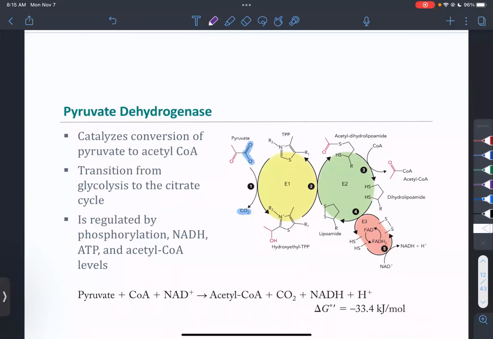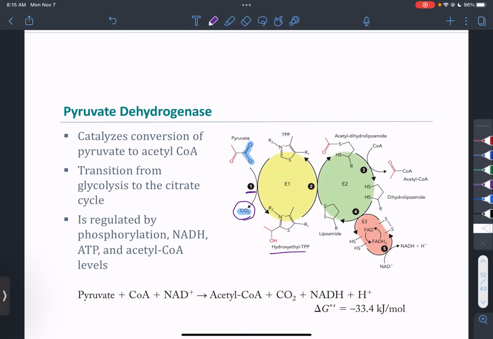Okay, so here's kind of our mechanism, right? In our very first reaction, see, they kind of numbered here. We're going to start and we're going to have pyruvate. And in the very first reaction, we're going to have the E1 subunit, the pyruvate dehydrogenase, that's going to bind to pyruvate. And it's going to catalyze a decarboxylase reaction. Decarboxylase meaning we're going to release CO2, and we're going to form what's called hydroxyethyl TPP. So we're basically attaching a 2-carbon unit to the TPP.